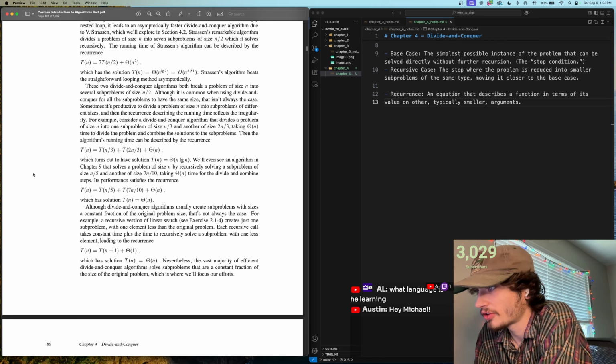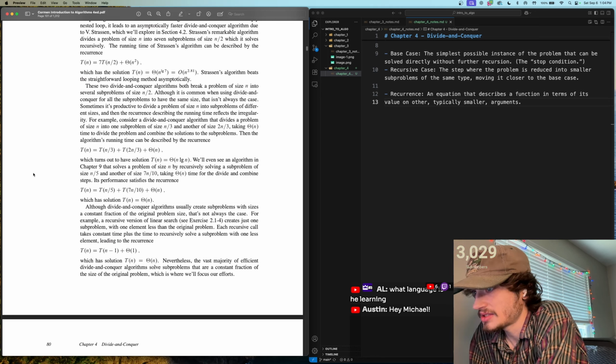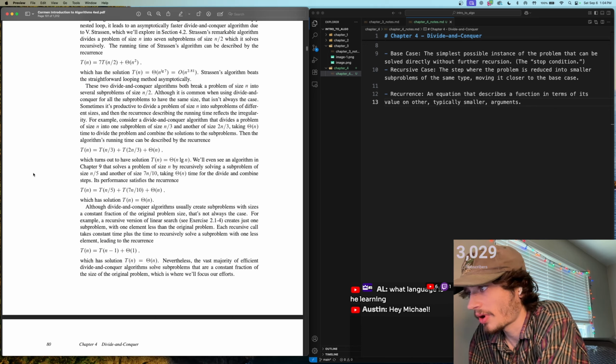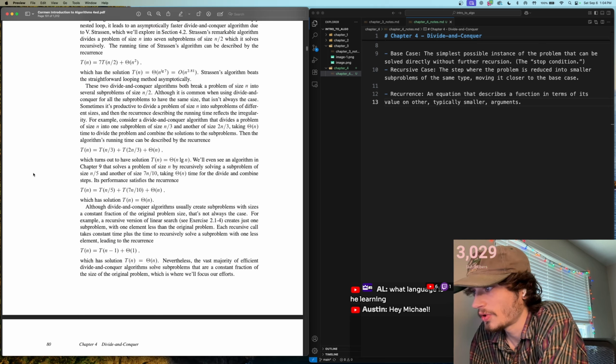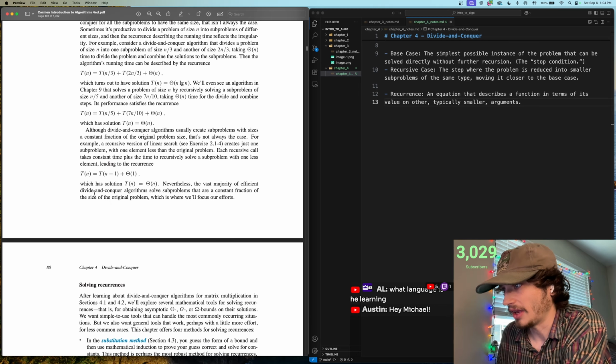Although divide and conquer algorithms usually create subproblems with sizes of a constant fraction of the original problem size, that's not always the case. For example, a recursive version of linear search, see exercise 2.1-4, creates just one subproblem with one element less than the original problem. Each recursive call takes constant time, plus the time to recursively solve a subproblem with one less element, leading to the recurrence T(n) = T(n-1) + Θ(1), which has solution T(n) = Θ(n).